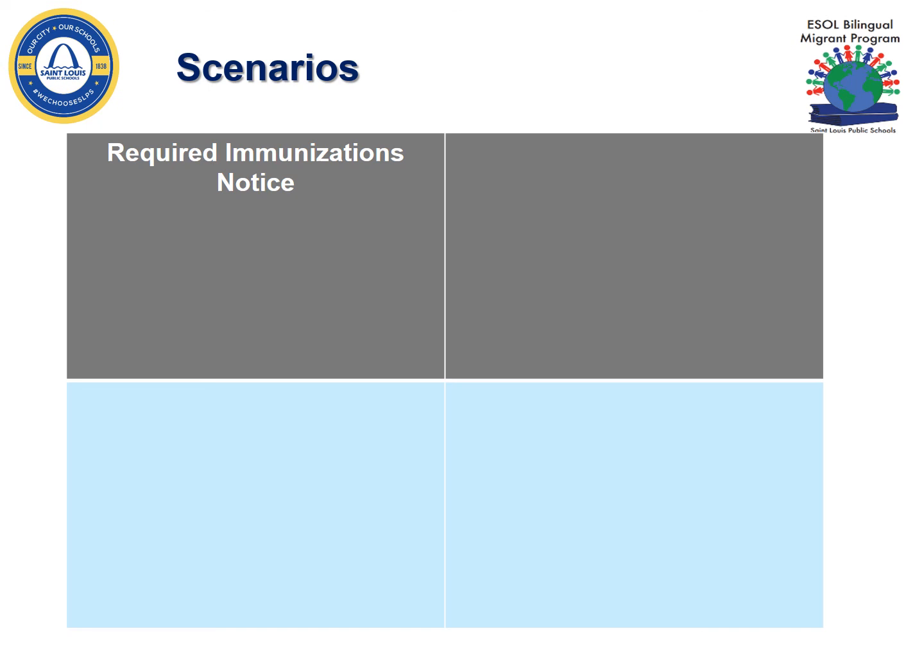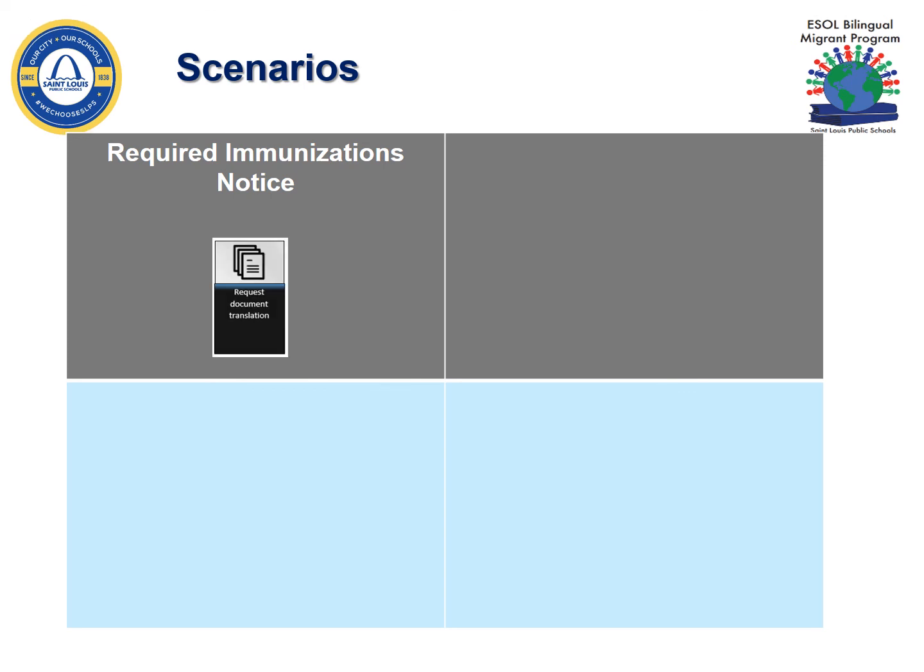When you need to share a required immunization notice with an ELL family needing language access support, the language access service you will need is translation. You can access a library of translated district forms, including medical forms, on the district website and send a translated notice along with the English copy.